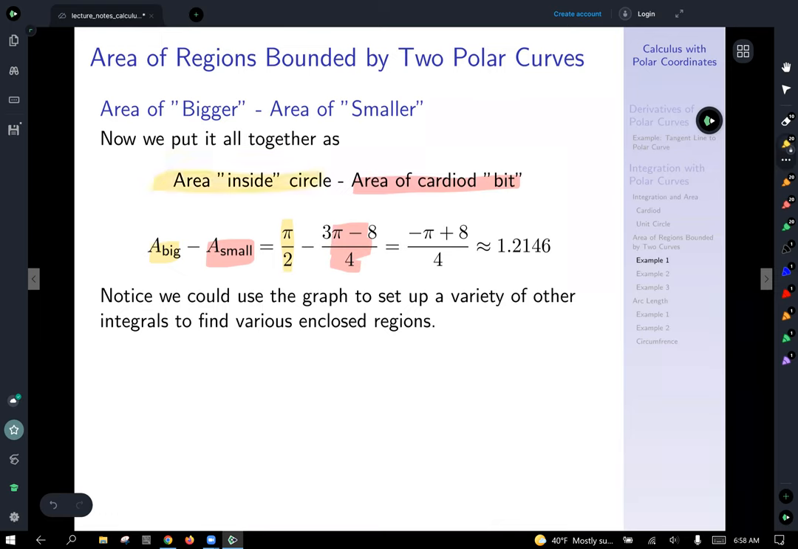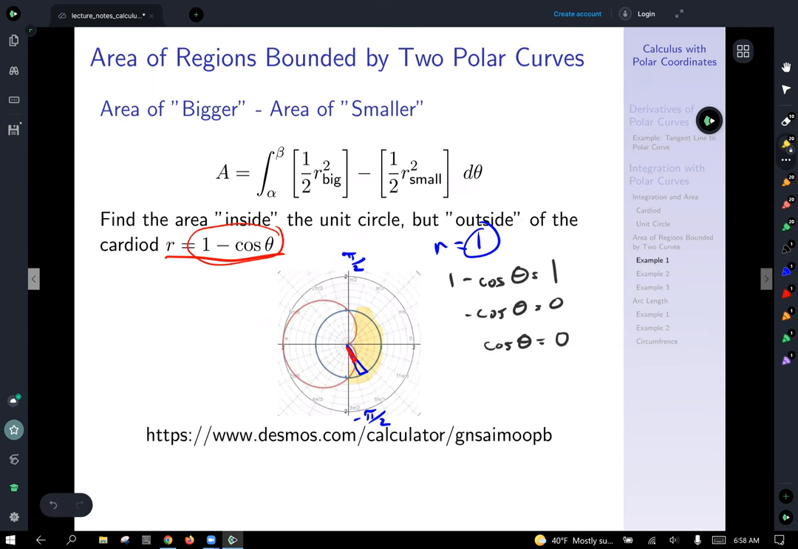And when you do that, you get negative pi plus 8 over 4, which is approximately 1.2146. Now, notice that we could also use the same graph to set up a variety of other interesting integrals to find areas of enclosed regions. We could pop backwards here and say, all right, maybe I want to find this.